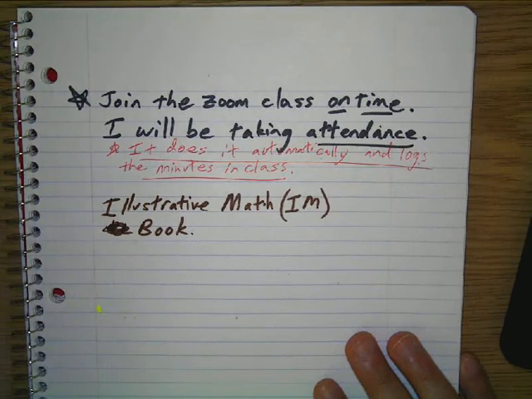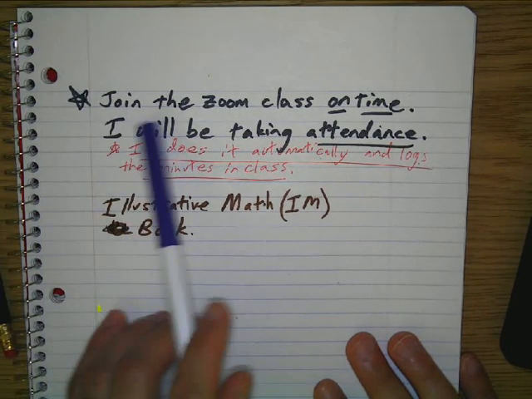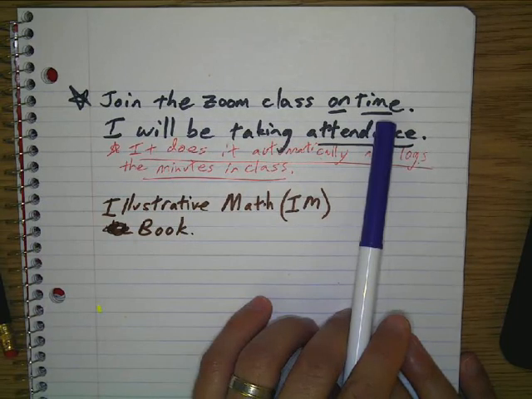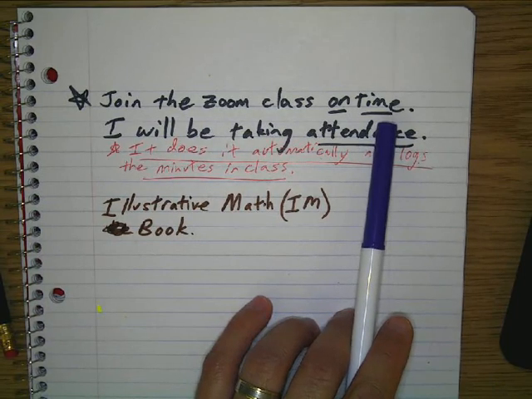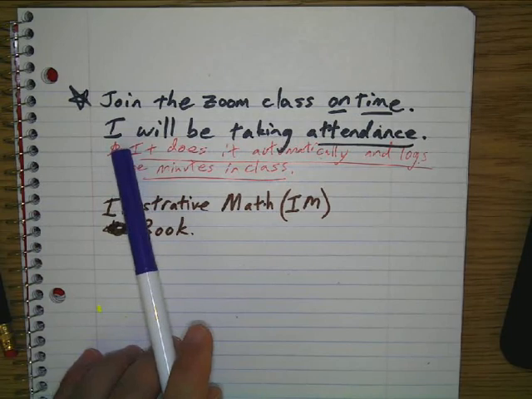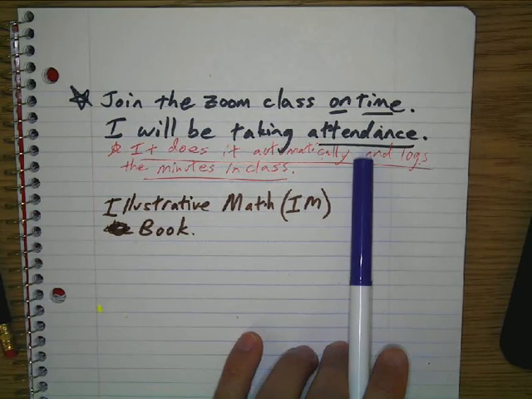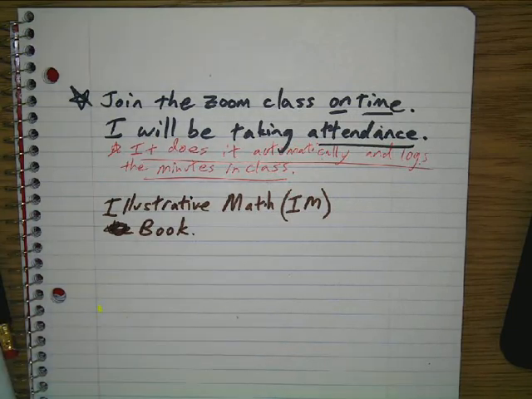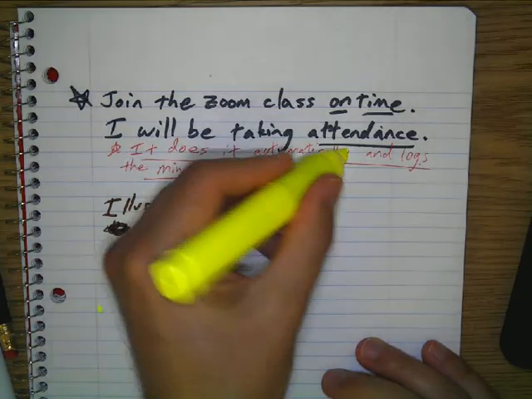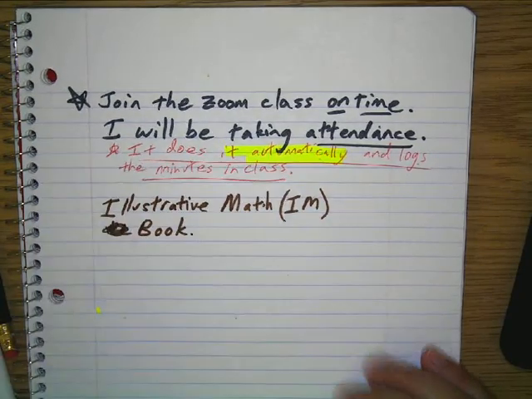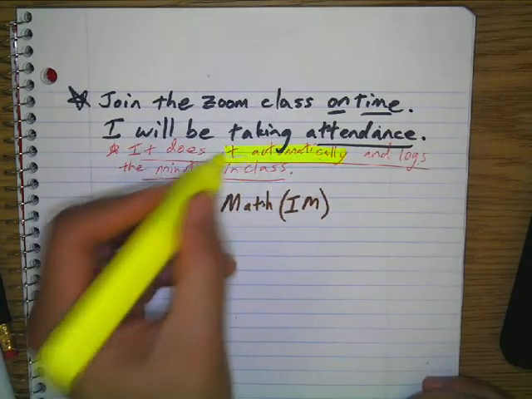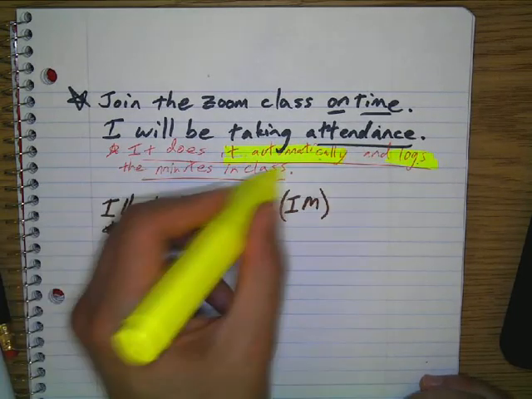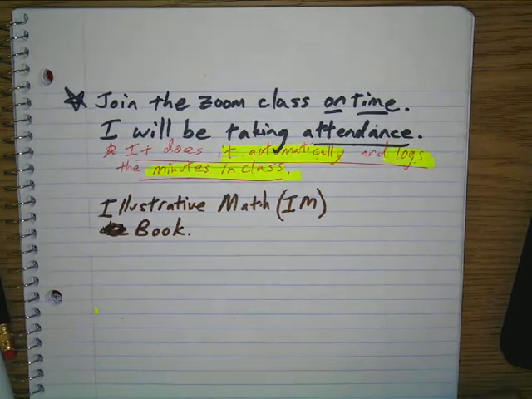Lastly, when we have class, on Canvas, I'm going to give you a Zoom address to go to. On Zoom, I will be taking attendance, so it's very important that you get onto the Zoom lesson on time. Zoom will automatically take attendance for me. It logs exactly how many minutes you are in the class.